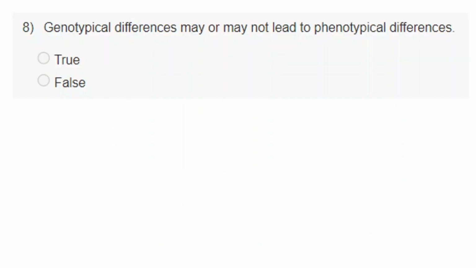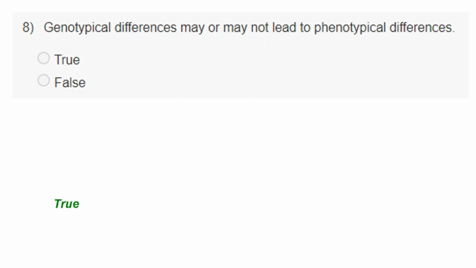So let's see. Genotypical differences may or may not lead to phenotypical differences. Anyone? Is it true or false? False. Okay. Anyone else? So you think genotypical differences will always lead to phenotypical differences? Okay. So you're saying the genotypical differences will not always lead to phenotypical differences. So the answer is actually true. Genotypical differences may or may not lead to phenotypical differences.